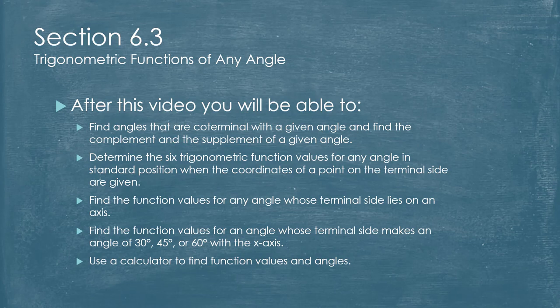to be able to find the 6 trig function values of any angle in standard position, if you ever have the coordinates of a point on the terminal side being provided, as well as finding function values for any angle whose terminal side lies on an axis, and finding function values with angles that reference either a 30, a 45, or a 60 degree angle with the x-axis. And then the last part will be just reminding you how to utilize a calculator and potentially use that to come up with some angles in slightly different quadrants.